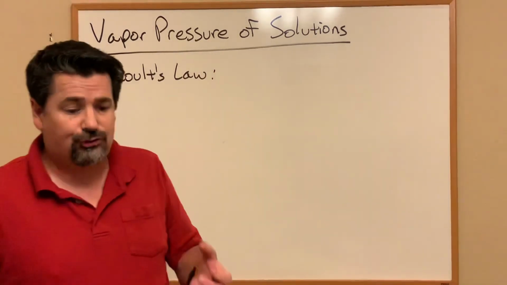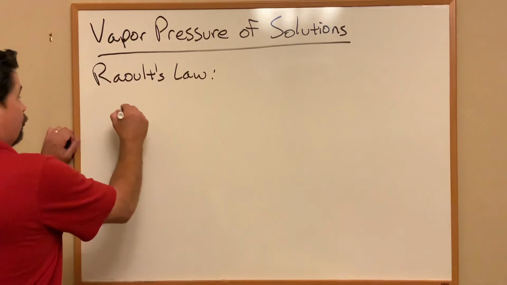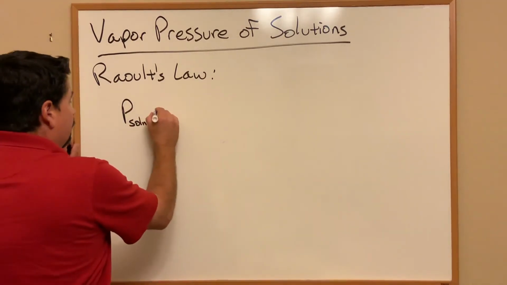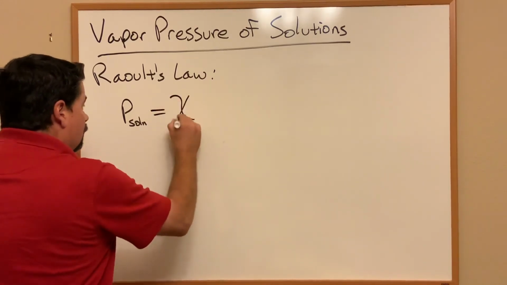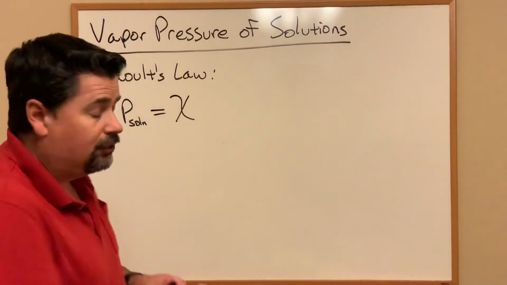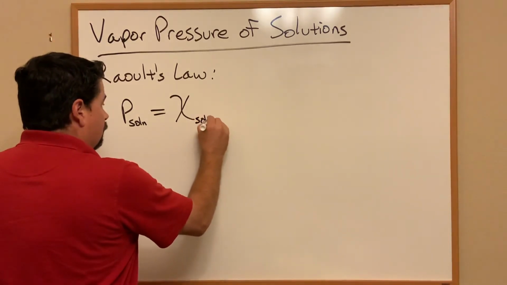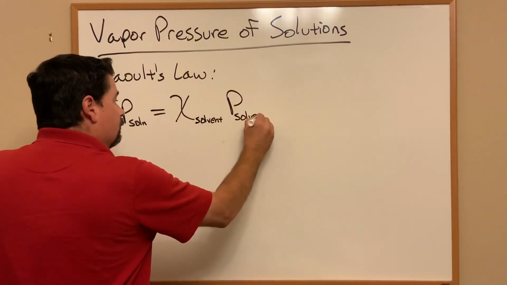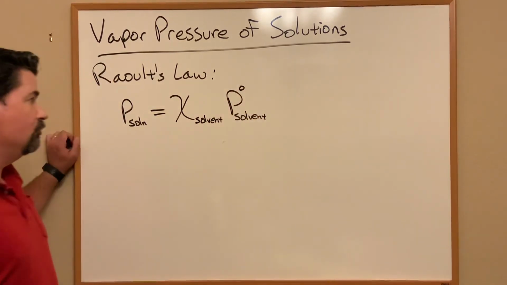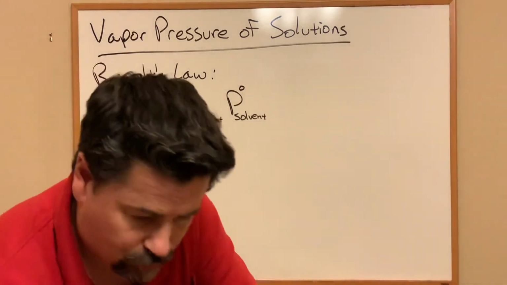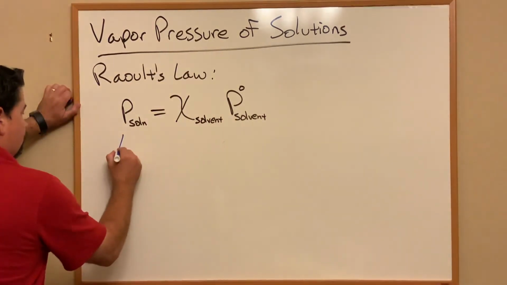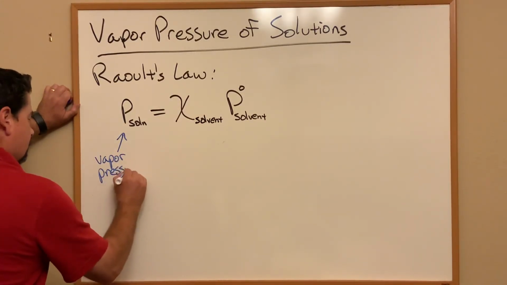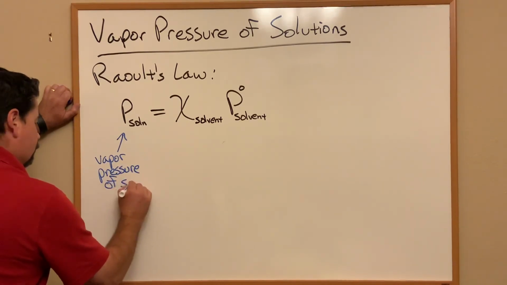And Raoult's Law states that the pressure of a solution, so I'll abbreviate that as soln, equals chi of the solvent times the vapor pressure of the pure solvent. So let me just write those out here. So this is vapor pressure of solution.